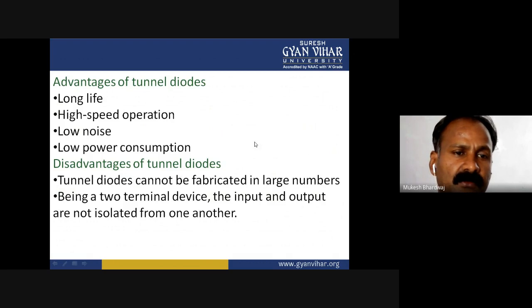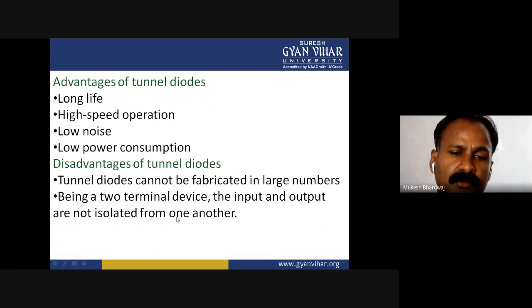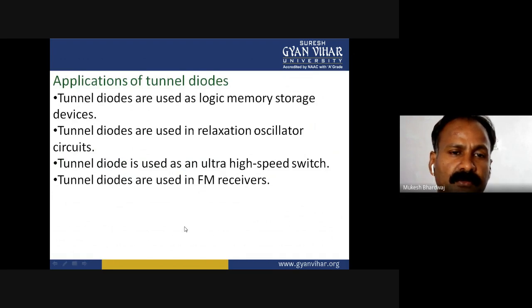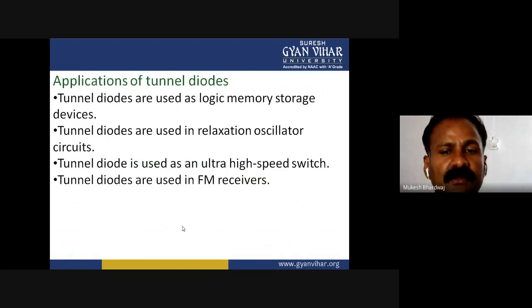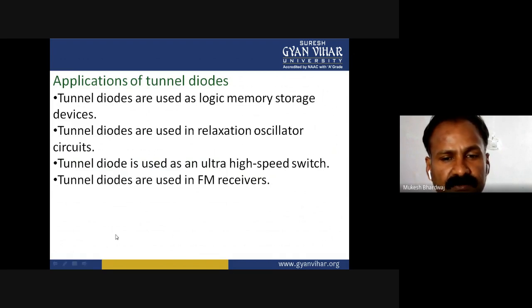Advantages of the tunnel diode: long life, high speed operation, low noise, low power consumption. Disadvantages: tunnel diodes cannot be fabricated in large numbers. Being a two-terminal device, the input and output are not isolated from one another. Applications of tunnel diodes: tunnel diodes are used as logic memory storage devices. They are used in relaxation oscillator circuits. The tunnel diode is used as an ultra high speed switch. Tunnel diodes are used in FM receivers.